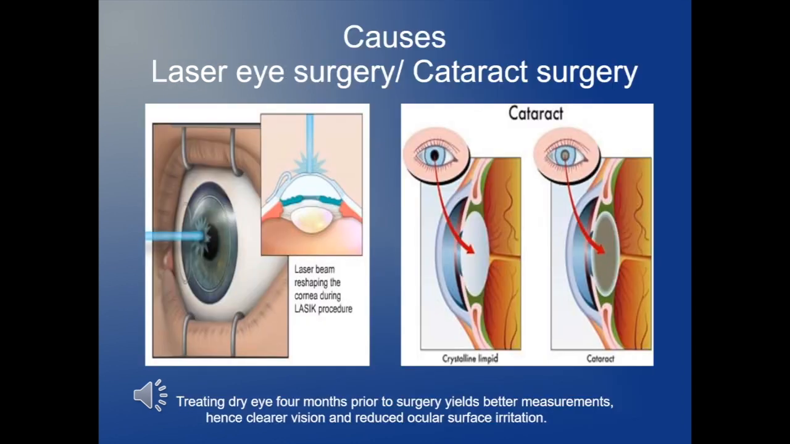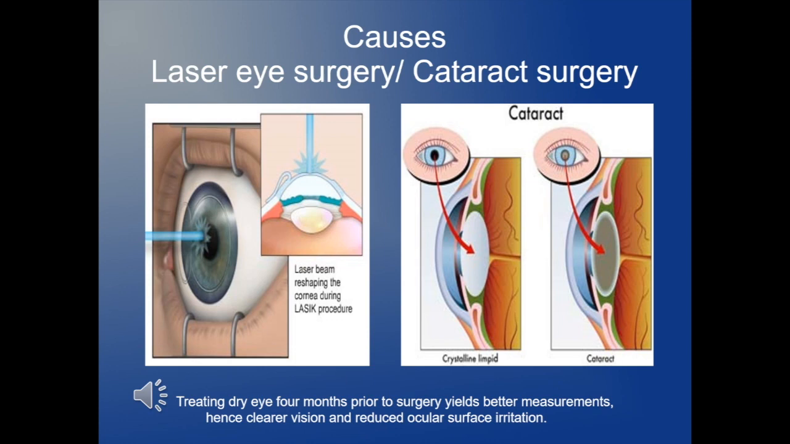Anytime the cornea is cut, as in refractive eye surgery or cataract surgery, a decreased tear production will lead to dryness. It is very important to have your dry eyes under control prior to eye surgeries, otherwise the dryness will be excessive following. Secondly, having a better tear layer prior to the surgery obtains better measurements, hence more optimal visual outcomes post-surgery.